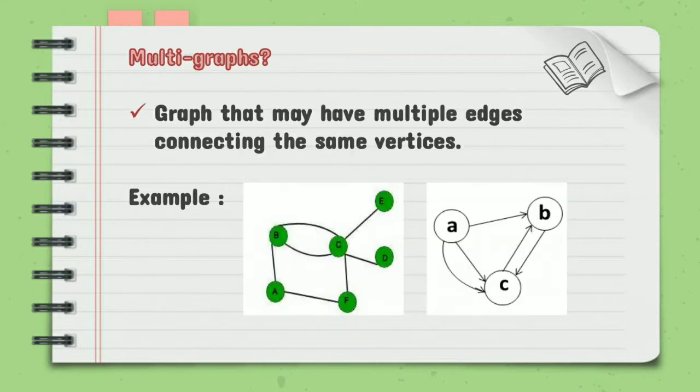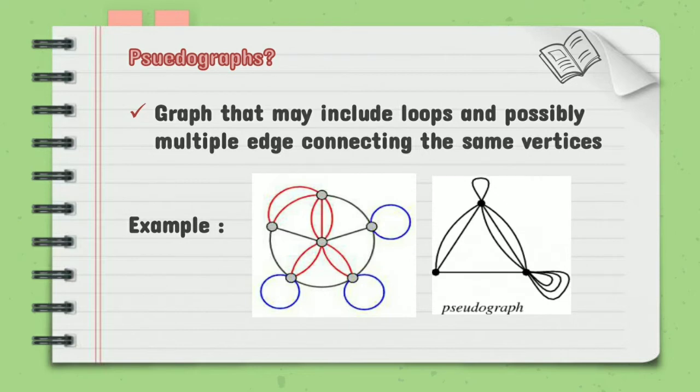Okay, next. Multigraph. A multigraph is a graph that may have multiple edges connecting the same vertices. For the example here, you can look at vertices B and C, which have multiple edges connecting them. That example is in the green vertex color. In the second example, AC and BC have multiple edges connecting their vertices.